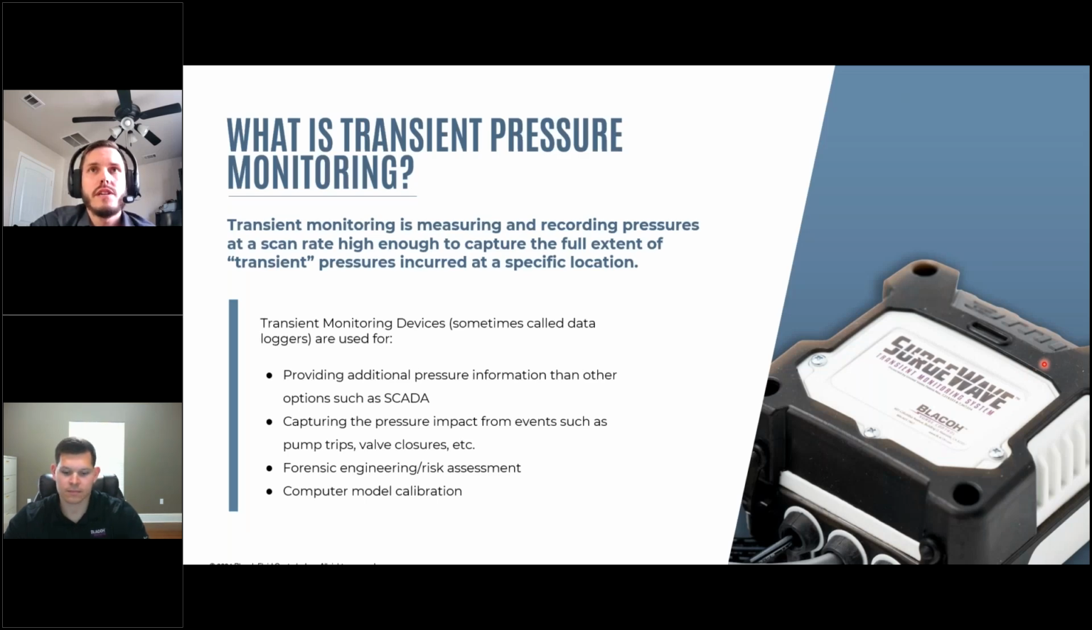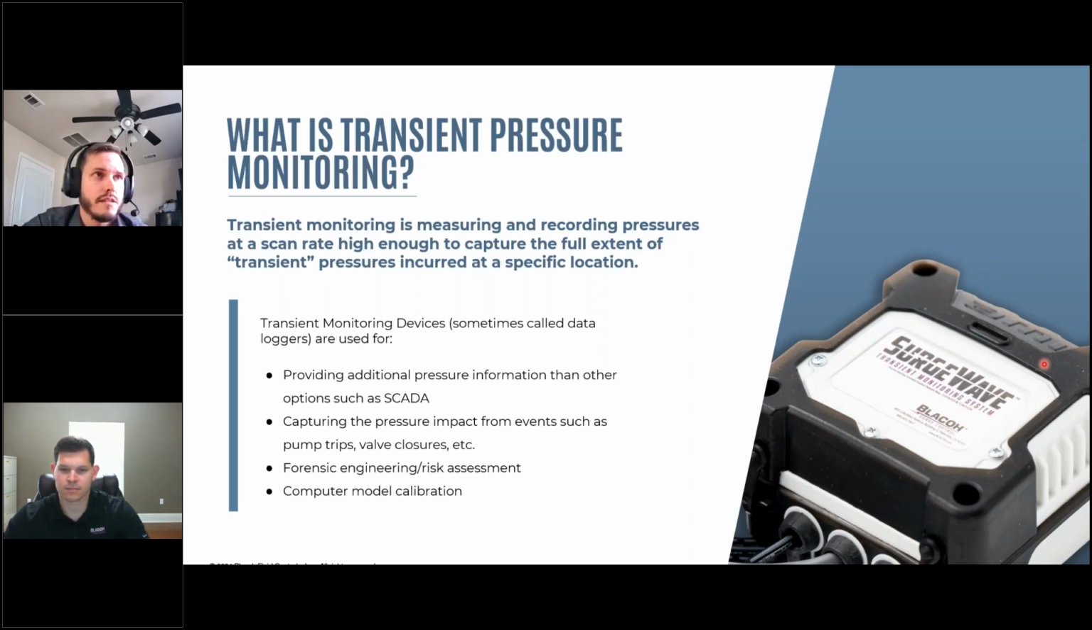So, after giving you an idea as to how pressure waves are induced and how they travel, let's talk about how we can monitor them. What we mean by transient pressure monitoring is measuring and recording pressures at a scan rate high enough to capture the full extent of transient pressures incurred at a specific location. We want to capture enough data points that we are confident that we have characterized the wave.